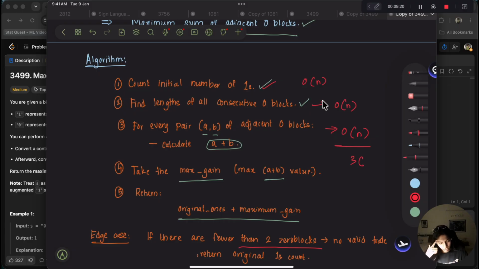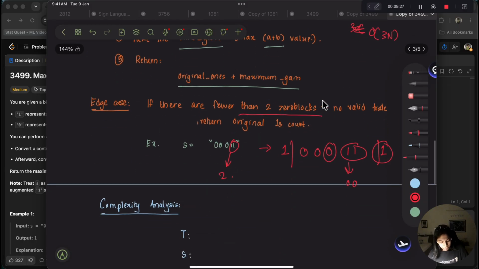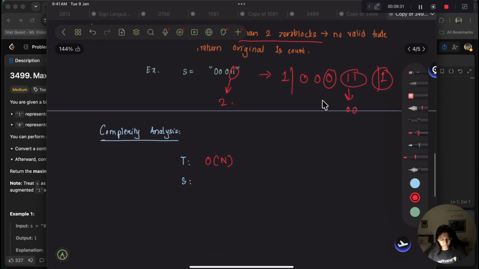So this is O of 3n, which is O of n. So our time complexity is O of n. And then we're actually holding those zero blocks, right? So let's consider that n, O of n. Okay, so this is the complexity analysis. I hope you guys understood the solution.